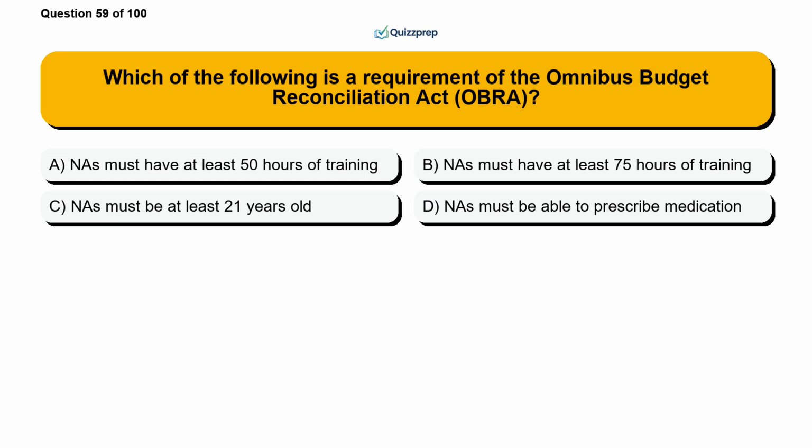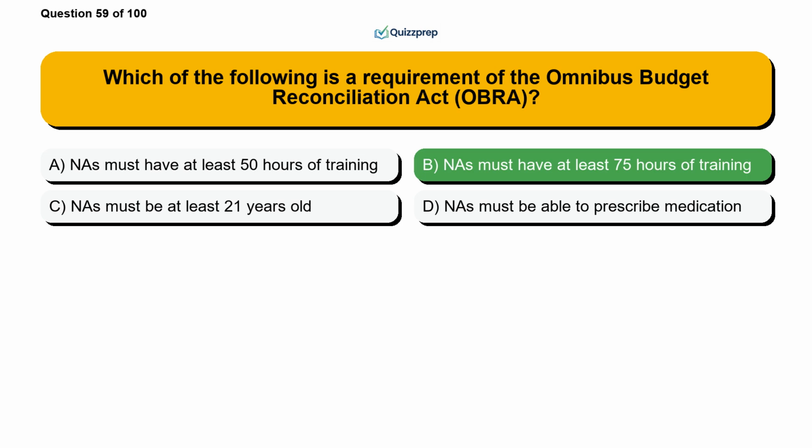Question 59. Which of the following is a requirement of the Omnibus Budget Reconciliation Act, OBRA? Option A, NAs must have at least 50 hours of training. Option B, NAs must have at least 75 hours of training. Option C, NAs must be at least 21 years old. Option D, NAs must be able to prescribe medication. The correct answer is option B, NAs must have at least 75 hours of training.